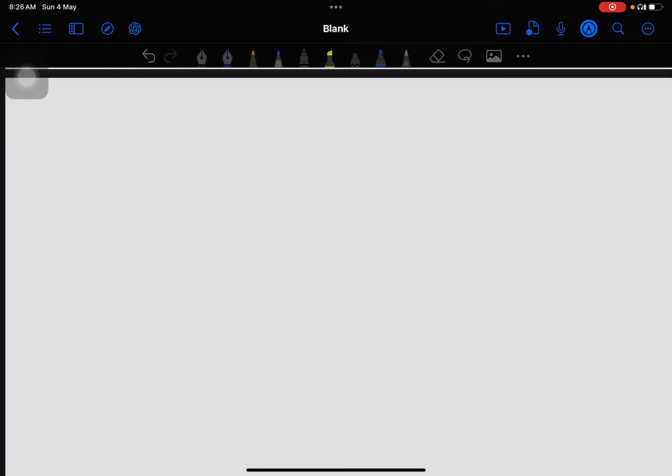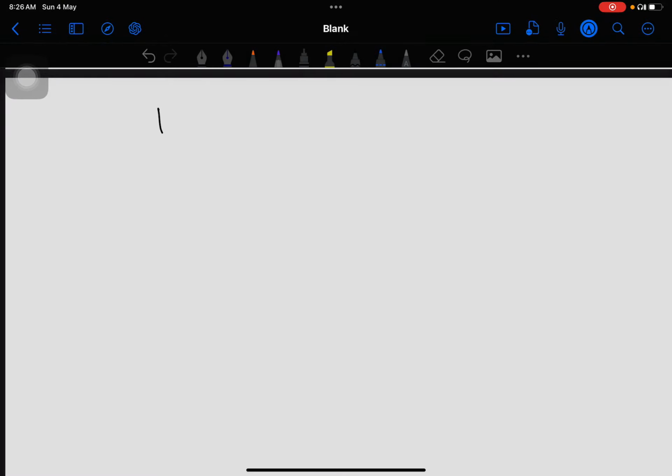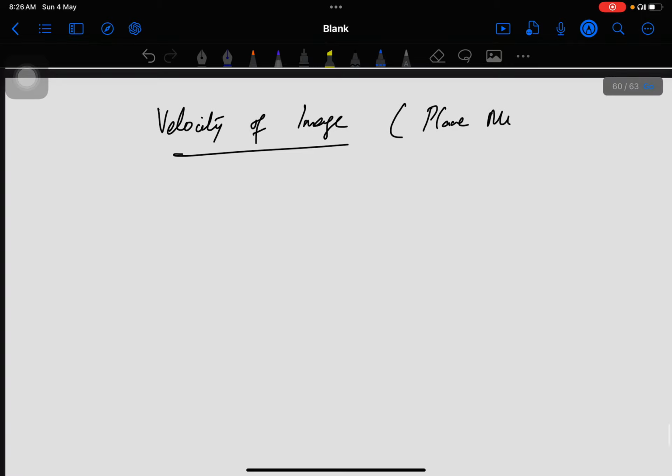Okay. So now let us discuss a few important points regarding the velocity of the image in the case of which type of mirror? We are discussing over here the case of plane mirrors. Suppose that we have over here a plane mirror, let us say.